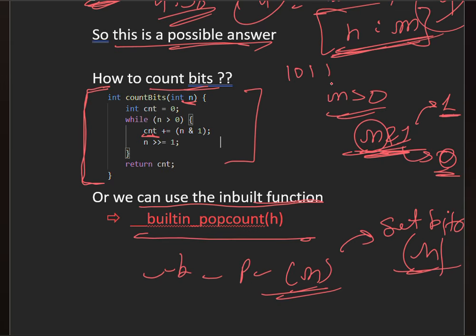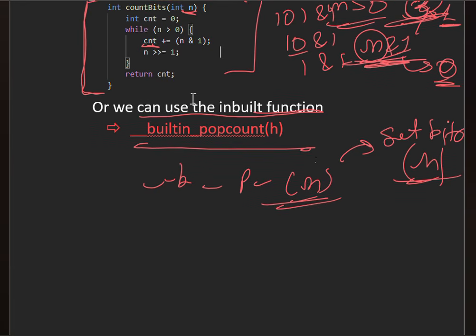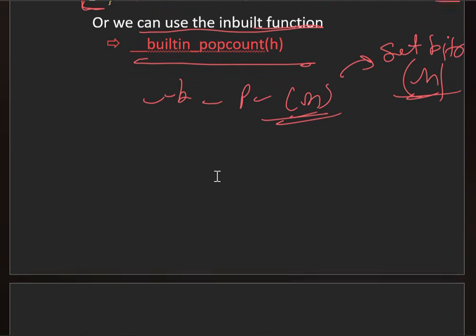Suppose we have 1011. So 1 and 1 initially will give us 1. So our count has become 1. Then we have right shifted it. So it becomes 101, and 1 and 1 again gives 1. Count will increase to 2. Again right shifted, 10 and 1 will give us 0. So count 2 plus 0 is 2 only. Then 1 and 1 gives 1. So again our count has become 3. Right, so this way we get the count of the bits, or you can use the inbuilt function.